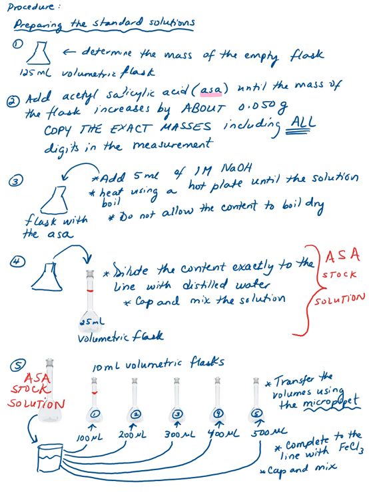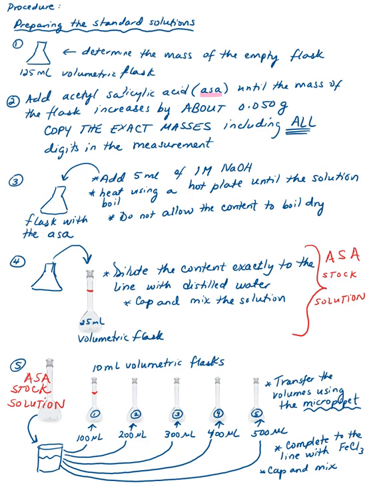Now once the solution boils, you can remove it from the hot plate, and now you have the ASA dissolved in the sodium hydroxide, and you can transfer that into the volumetric flasks to prepare the stock solution with a known concentration.